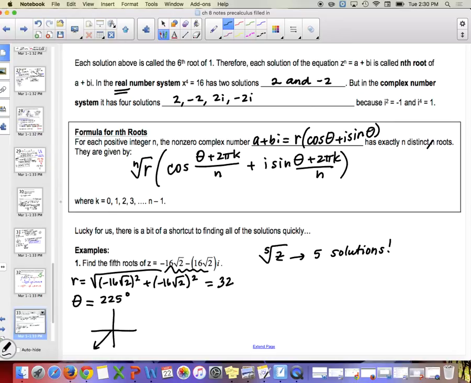So what the book tells you to do is to take the nth root of r, so we're taking the 5th root of 32, so we get 2, and then cosine of whatever our theta was, so 225 plus 2 pi, I guess I could say 360, since I'm doing it in degrees. So I'm going to have plus 360 times 0 all over n. In this case, n is 5, the 5th root. I know it's confusing because of k and n. And then we'd have plus i sine of all that.